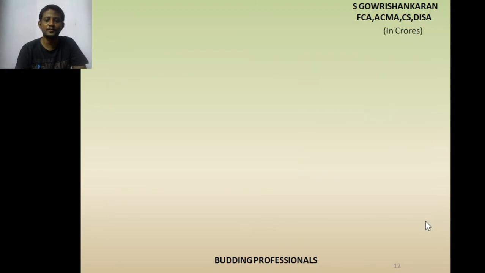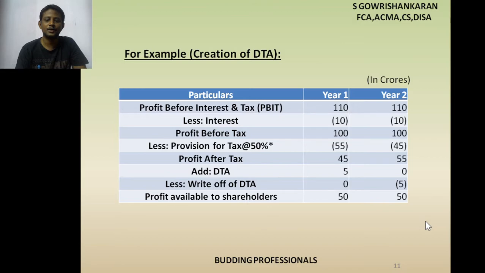Now you go to my P&L account, you will understand. This is what I am trying to explain. Just refer to the first year. What happened in the first year? Add DTA. 5 crore is added, credited to my P&L account. What is my profit available to shareholders? 50 crore. Neutralized. I am getting even profits. I am able to match my revenue versus profit properly, due to my deferred tax liability.